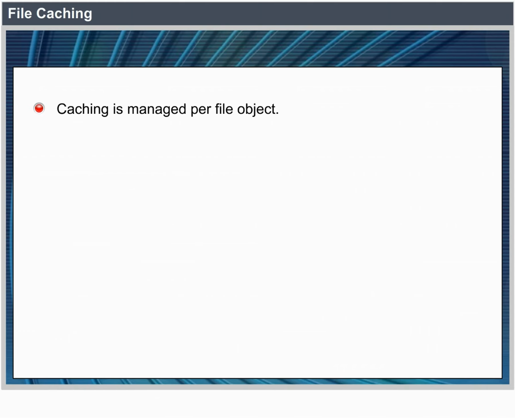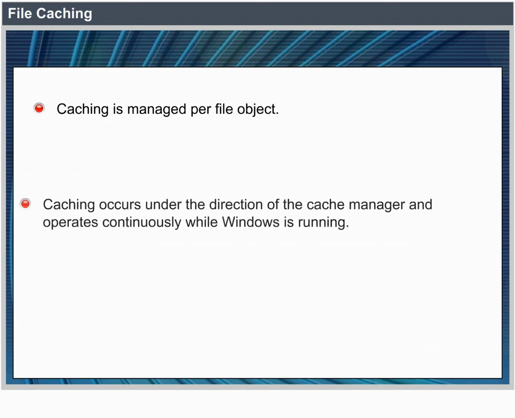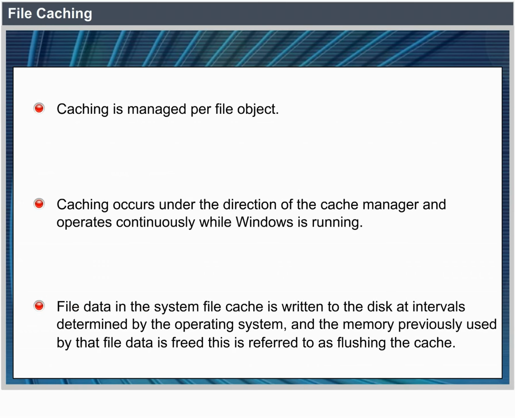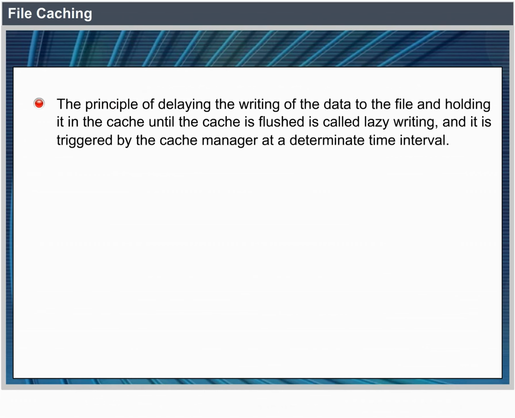Caching occurs under the direction of the cache manager, which operates continuously while Windows is running. File data in the system file cache is written to the disk at intervals determined by the operating system, and the memory previously used by that file data is freed. This is referred to as flushing the cache. The policy of delaying the writing of the data to the file and holding it in the cache until the cache is flushed is called lazy writing, and it is triggered by the cache manager at a determinate time interval.